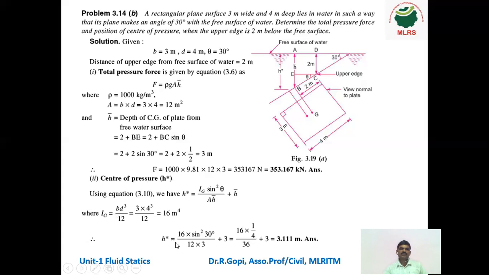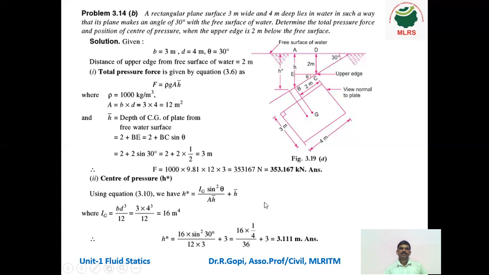So H star is equal to: substitute all the values in this equation. We get Ig sin square 30 divided by, area is 12 and H bar is 3. So we get an answer of 3.111 meter. This is the answer.